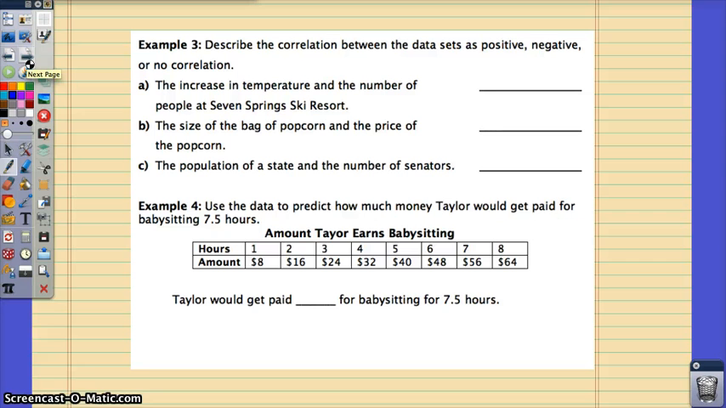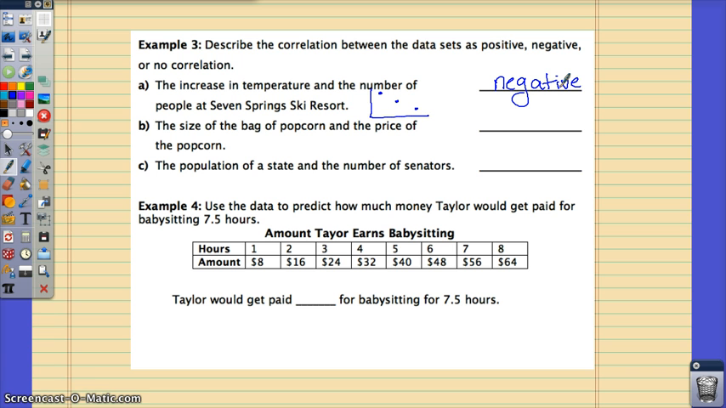On the next example, I would like you to describe the correlation between the data set as positive, negative, or no correlation. The increase in temperature and the number of people at Seven Springs Ski Resort. What kind of correlation do you think this would have? Think about the graph. As temperature is increasing, how many people are going to the ski resort? What's happening to that number? Well, if it's a lower temperature, there's probably going to be more people skiing. But as the weather warms up, the snow's melting. There's probably going to be less people at the ski resort, right? So this would be a negative correlation. As one increases, the other decreases.